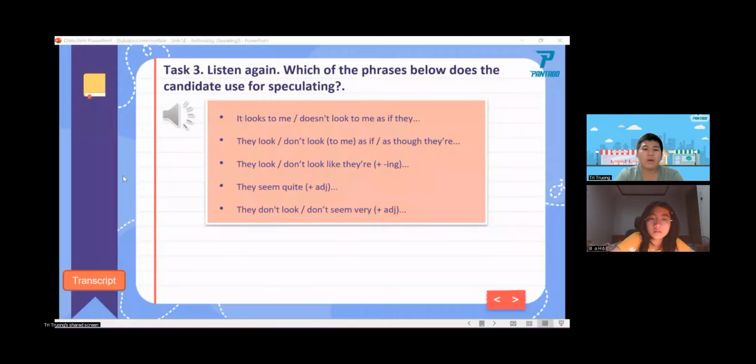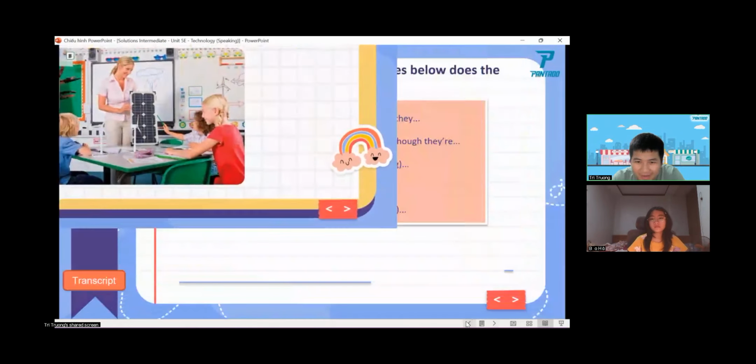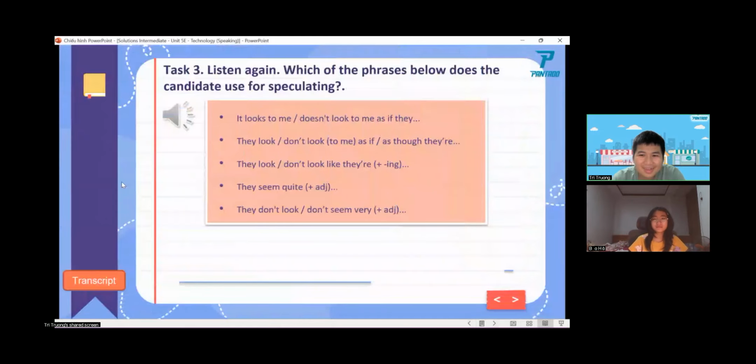So what phrases can you hear? They look like they are measuring the wind. The third one, they look like they are okay. What? Gì đây? Nó làm gì đây? Nó không ghi gì hết. Thầy nhớ nó có một cái cụm từ là it, they might be làm gì đó. Có một cụm đó nữa. Hình như có 2 cụm thôi.